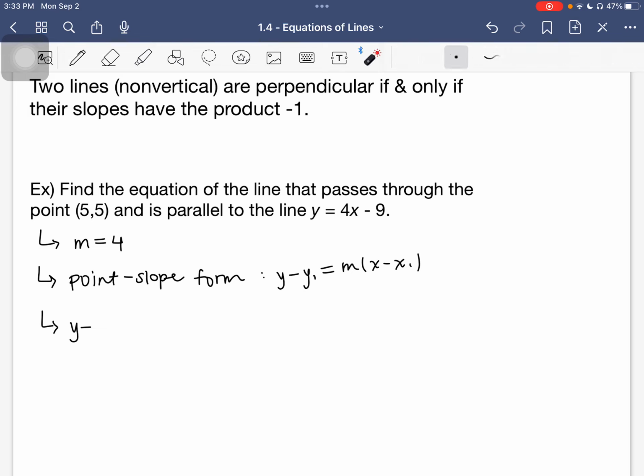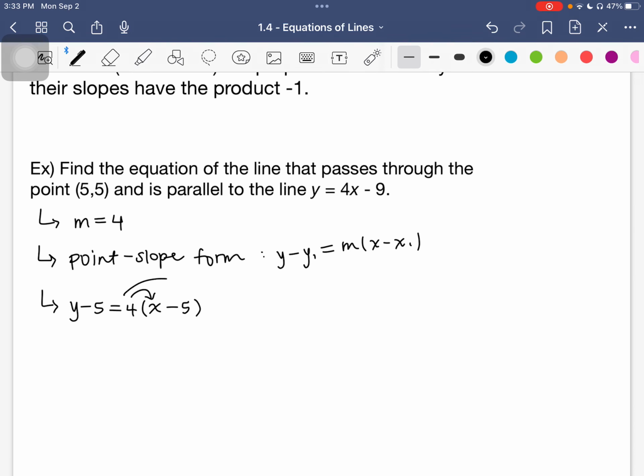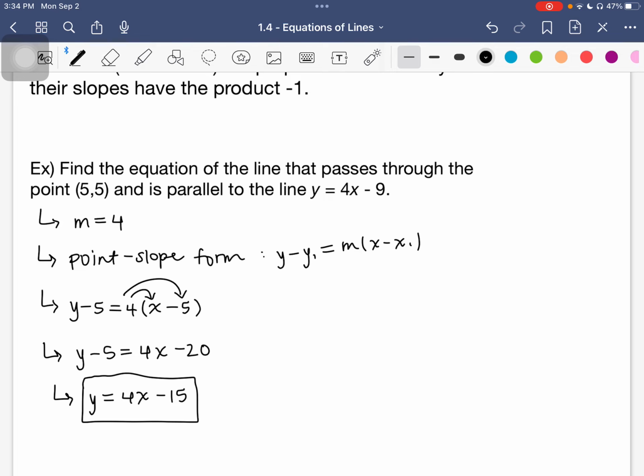So y1 here is just going to be 5. And then we have m, which in this case is 4, times x minus x1, and here it is 5. All right, so then we'll distribute our 4 to both terms here. So we get y minus 5 is equal to 4x minus 20. And then solving for y, adding 5 to both sides, we get y is equal to 4x, and then minus 20 plus 5, so we get minus 15. All right, so that is the equation of the line that will pass through this point and will be parallel to this line.